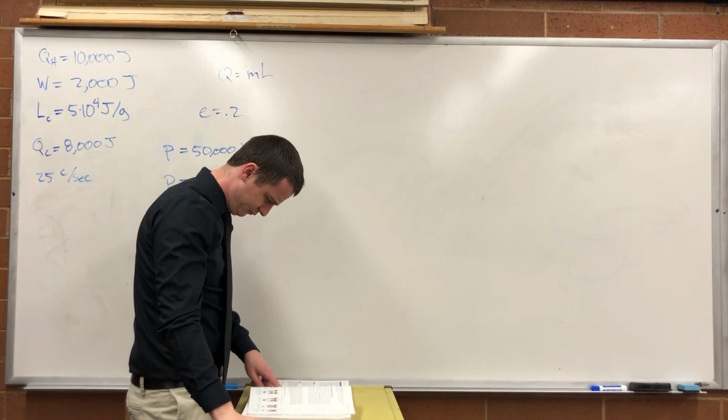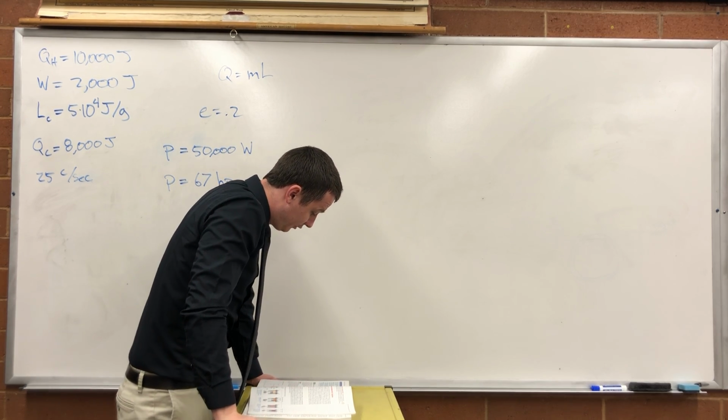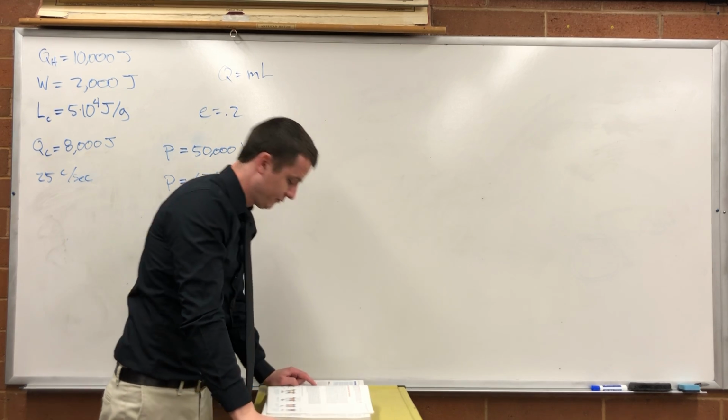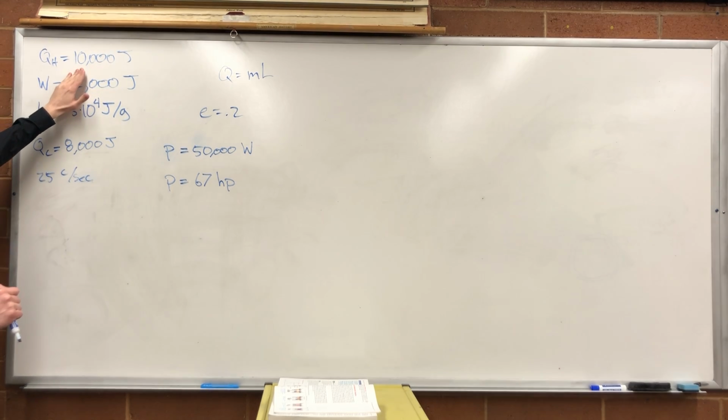How much gasoline is burned in each cycle? So here's how much heat we can get from burning a gram of gasoline, which if we were to write that out, is 50,000. So we get 50,000 joules from burning 1 gram. We're getting 10,000 joules per cycle. How much gasoline are we burning in every cycle?